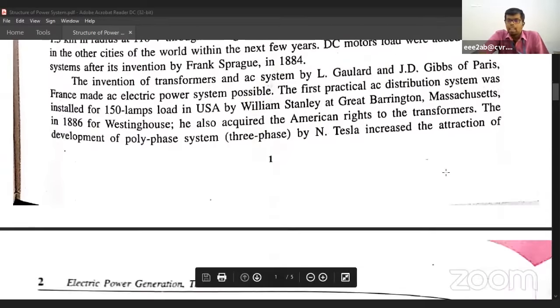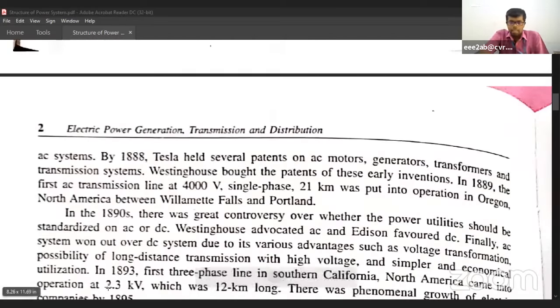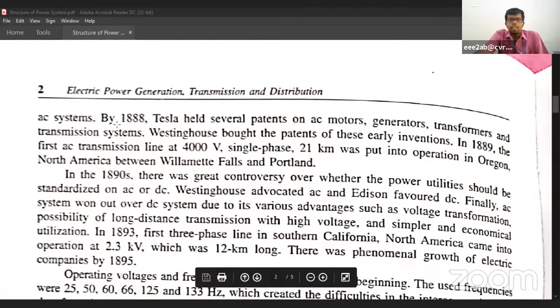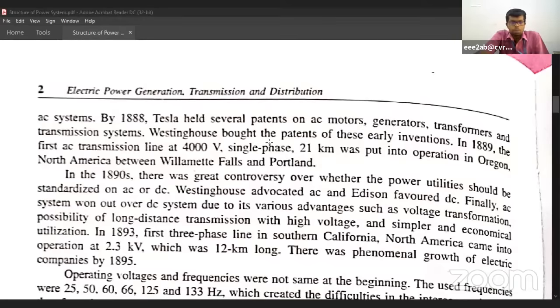This increased the attraction of AC systems, and by 1888 Tesla held several patents on AC motors, generators, transformers, and the transmission system. Then Westinghouse bought the patents of the early inventions. In 1889, the first AC transmission line at 4,000 volts, only single phase.